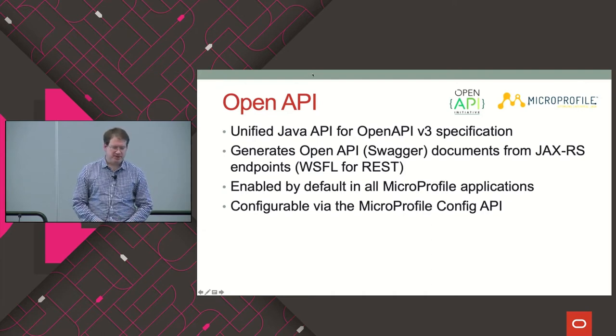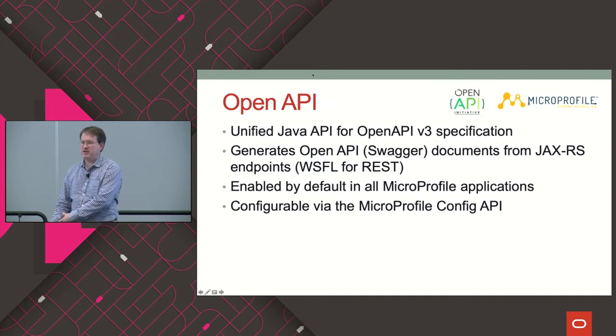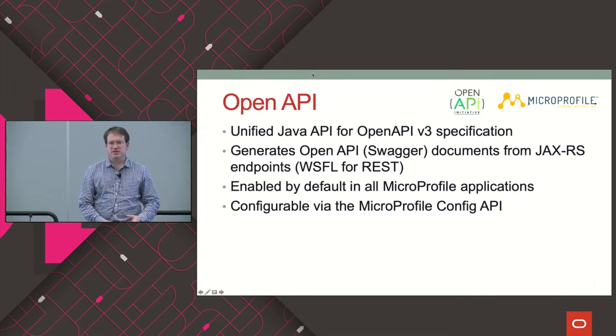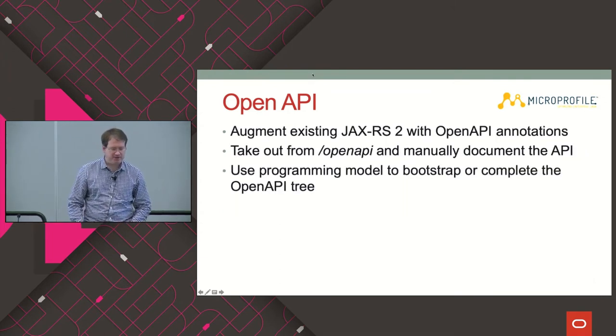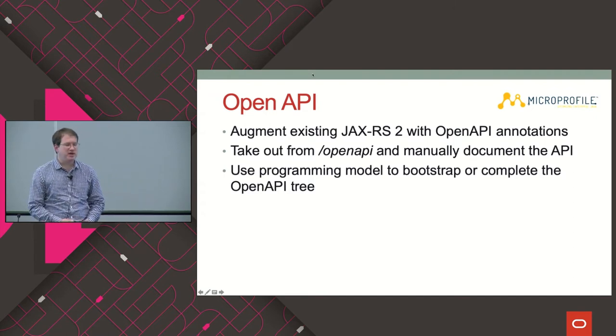It's enabled by default in MicroProfile applications, and it is configurable via the MicroProfile Config API. You can also work with it programmatically. You can either build up the document programmatically, you can annotate it, or you can provide a document which the container is going to serve up for you. So this feature is enabled by default on your application. You can augment existing JAX-RS 2 annotations: you take your existing annotations and just add additional annotations to provide readable text as to what's actually going on here.